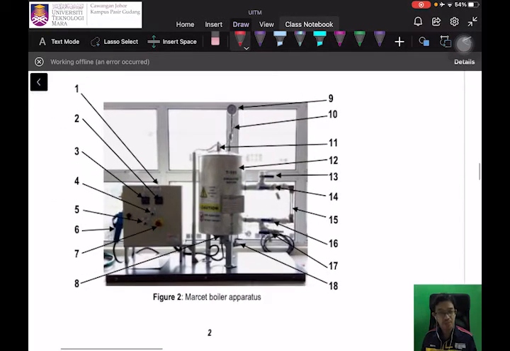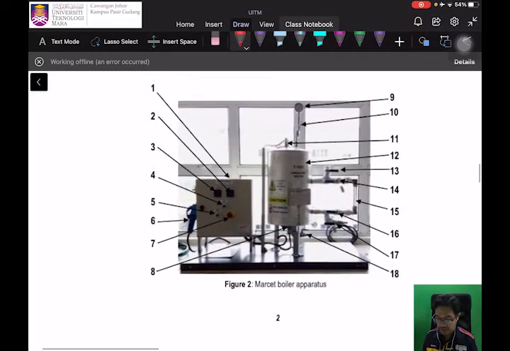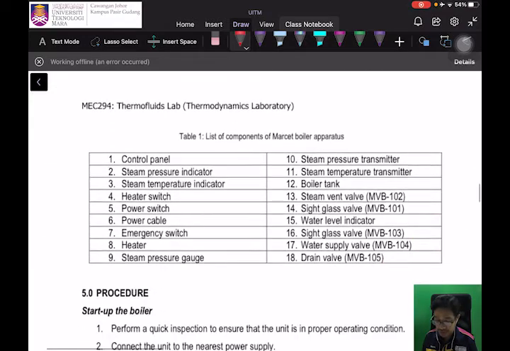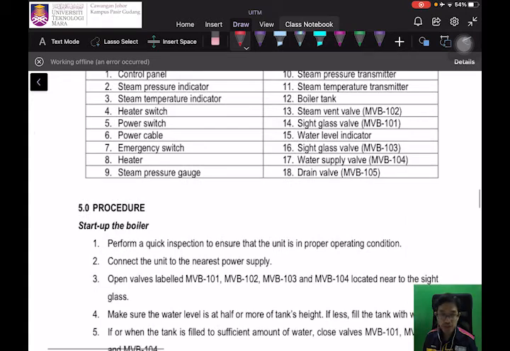This Marcet boiler apparatus is very useful to get saturated steam at different values of pressure. So you will change the value of pressure, and then you need to record the corresponding saturated temperature experimentally. Okay, so that is your task, and this is very easy. You have 18 items that you need to look at; the labels are already there, and for the procedure you can look at the video step by step.